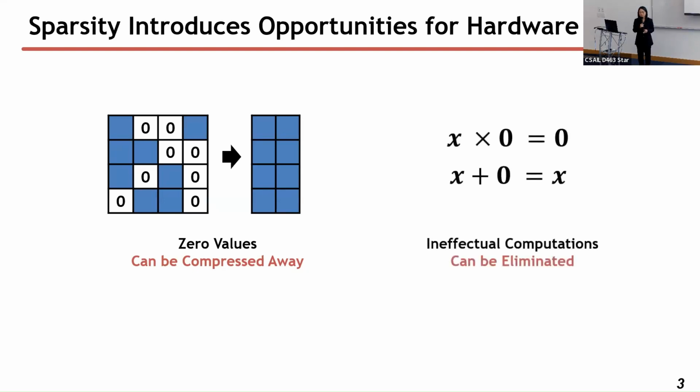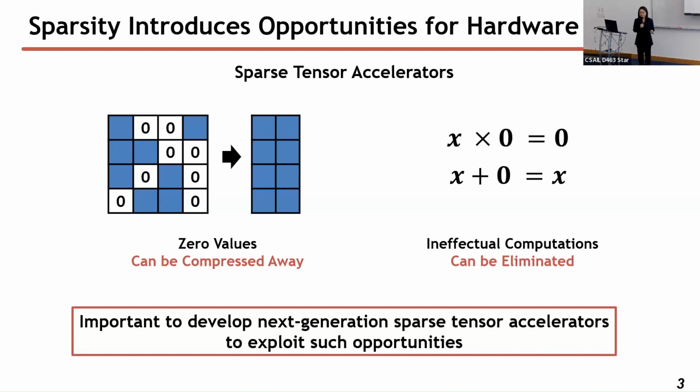In addition, sparsity also introduces what we call ineffectual computations, such as multiplications and additions involving zero values. And these ineffectual computations can also be eliminated to further improve the hardware processing efficiency. And we call hardware designs that focus on recognizing the zeros and accelerate sparse tensor algebra, sparse tensor accelerators. And because of the popularity of this kernel, it is very important as computer architects or hardware designers to develop next generation sparse tensor accelerators so that we can always translate such opportunities into hardware savings.